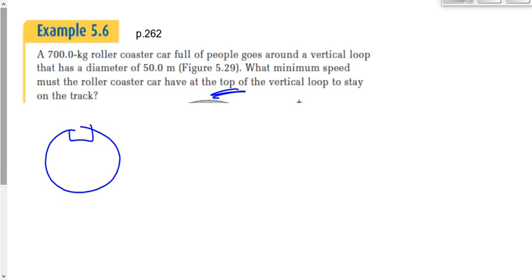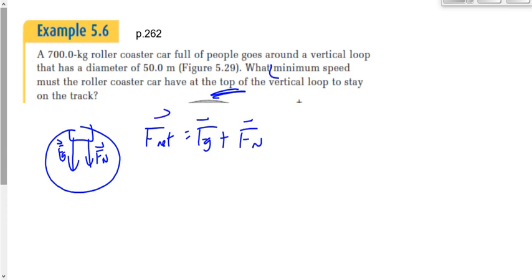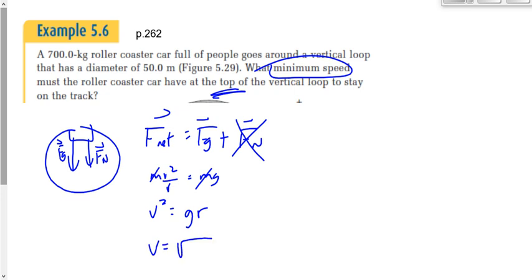So let's analyze the top. Here's the roller coaster cart at the top. Here's the force of gravity acting down. Here's the normal force. And we'll say at the top of the circle, F net is equal to Fg plus Fn. But since we're looking for minimum speed, what do we do to this equation? Get rid of Fn. The normal force is 0 when solving for minimum speed, only when solving for min speed. m v squared over r equals m times g. The m cancels. We're looking for v. The r goes up by multiplying, and then we find v by square rooting everything. The square root of g times r.